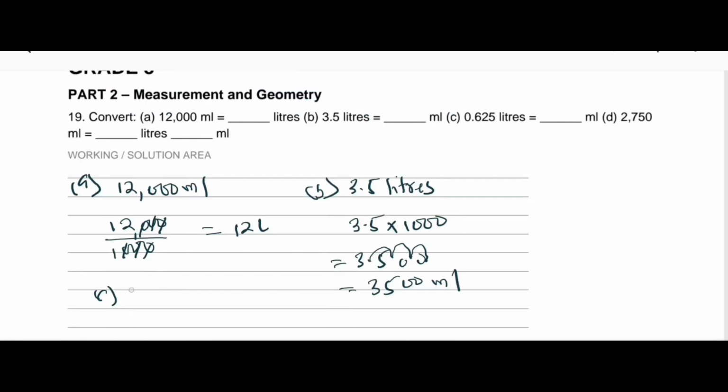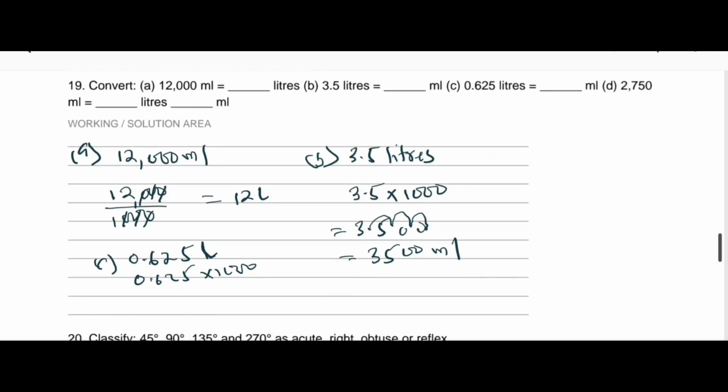C, 0.625 liters into milliliters. That one too, you are converting, so you multiply by 1,000. So 0.625 times 1,000, all you need to do is count the zeros from where the point is. So 1, 2, 3. So that will give you 625 milliliters. Do you understand?